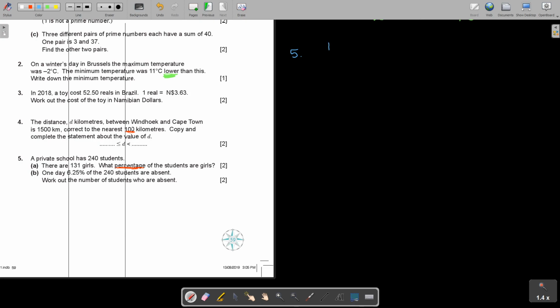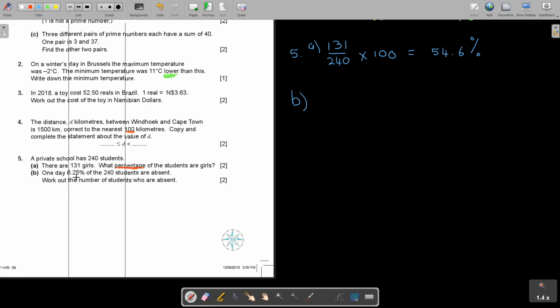So it's just going to be 131, a very easy one, over, and that is going to be, what is the total? 240. And to make it a percentage, I just multiply by 100%. And that will give me an answer of 54.6%. More girls.